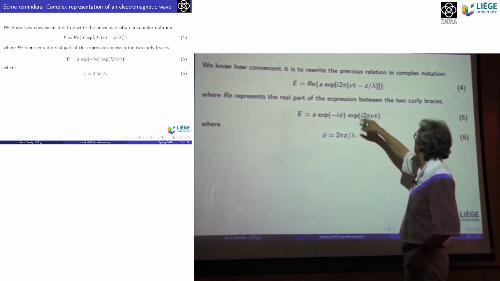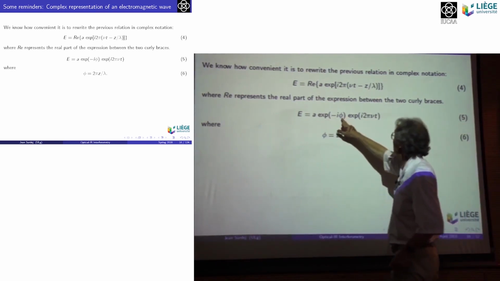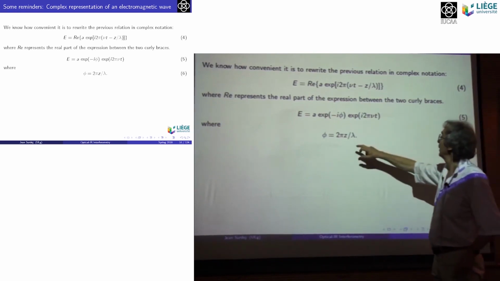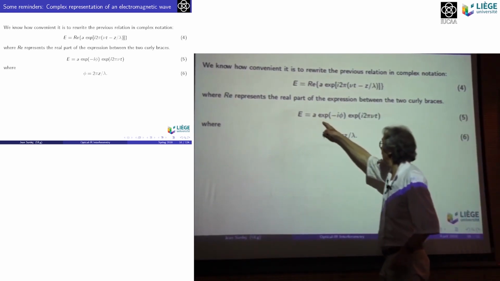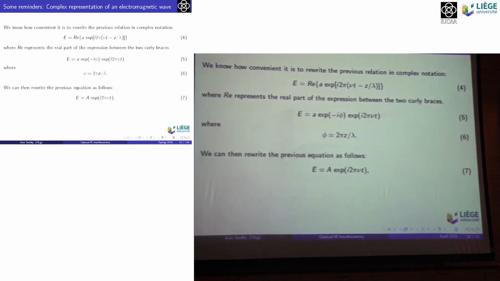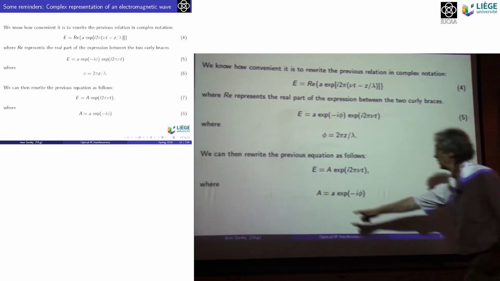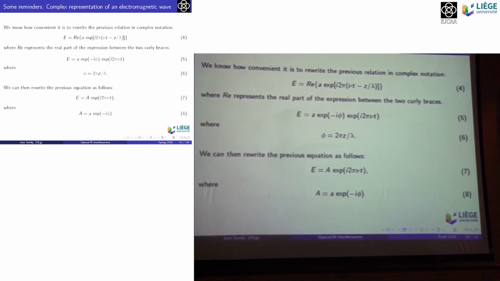So this is the part which depends on the time variable, and this is the part which depends on the space variable, where phi is equal to 2 pi times z over lambda. And the product of these two quantities, we will represent as the complex amplitude of the electric field. So the previous expression is represented as follows, and this is the complex amplitude of the electromagnetic field. I will use it later on, so I should just write it down on the blackboard so that we don't forget it.